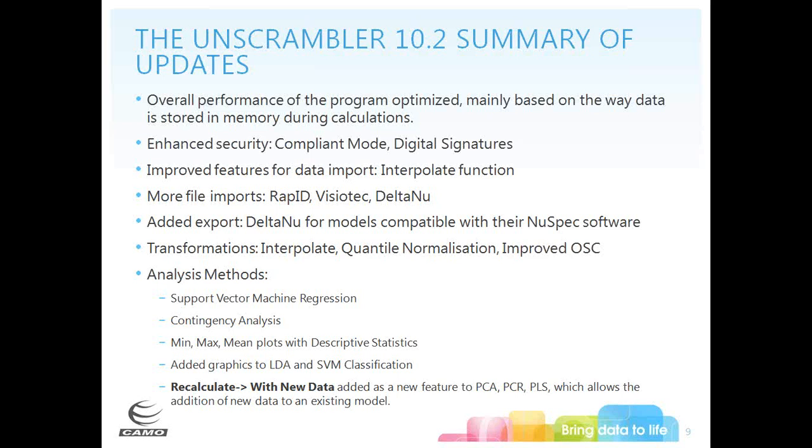We've also improved features for data import, adding an Interpolate function that will allow one to bring in data that may not have a perfect matching of the beginning and end points of the same size data matrices, as well as adding additional file import functions to be able to read directly file formats from instruments from RapID, Visiotech, and Delta Nu, as well as adding an export function to export models that are compatible for use with the Delta Nu handheld Raman spectrometers and their NuSpec software.